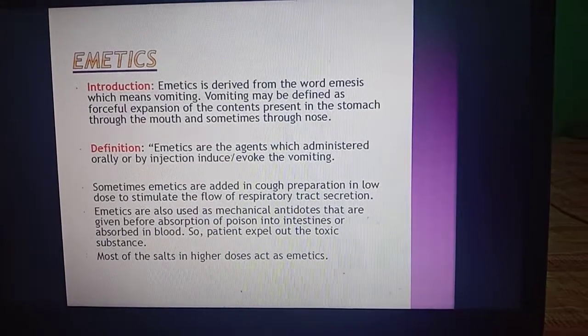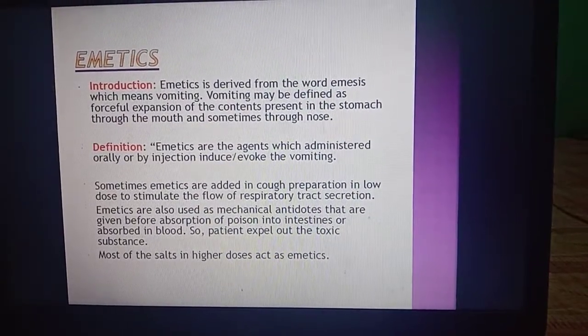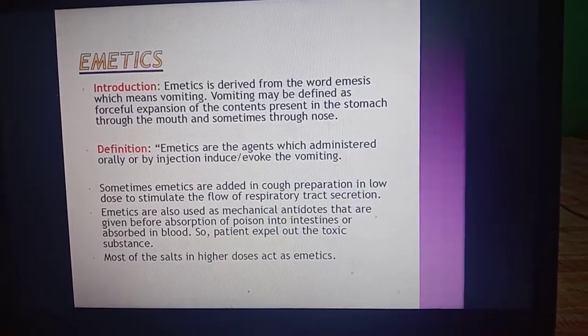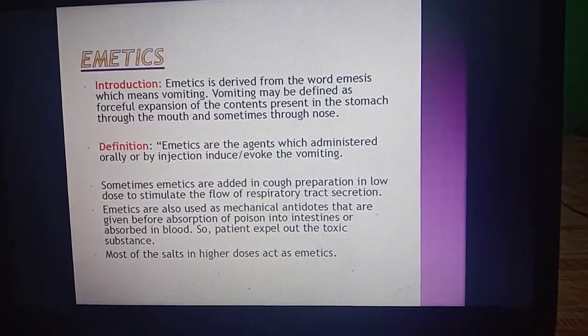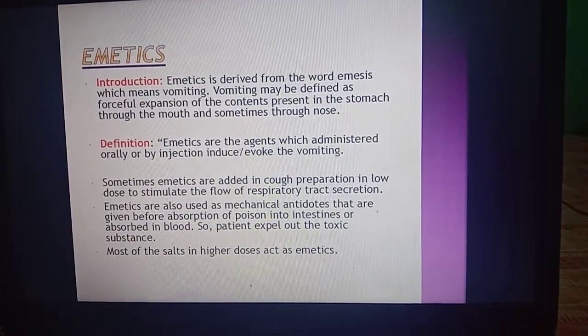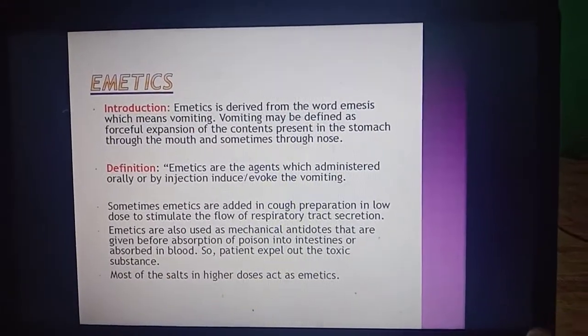Sometimes emetics are added in cough preparations in low doses to stimulate the flow of respiratory tract secretion. Emetics are also used as mechanical antidotes that are given before absorption of poison into the intestine or blood, so the patient expels the toxic substance. Most salts in higher doses act as emetics.